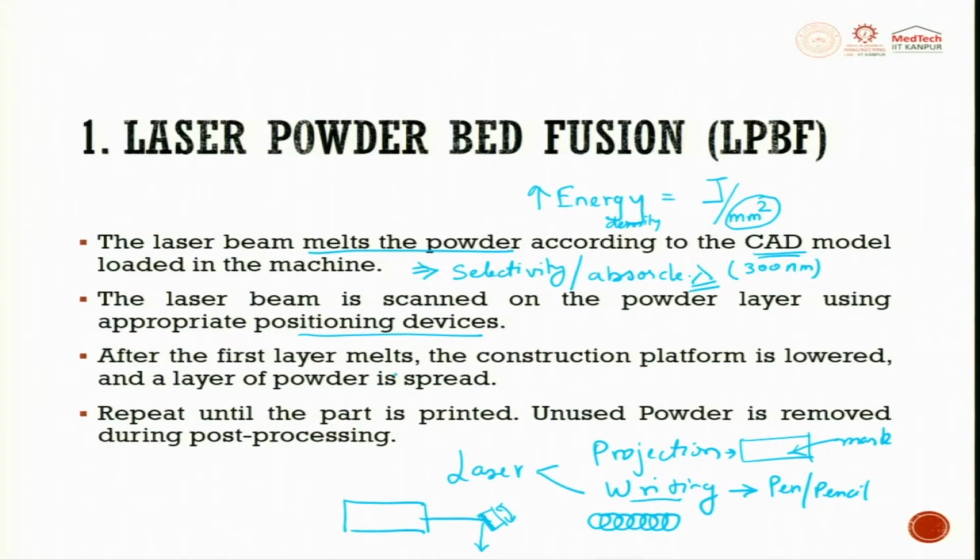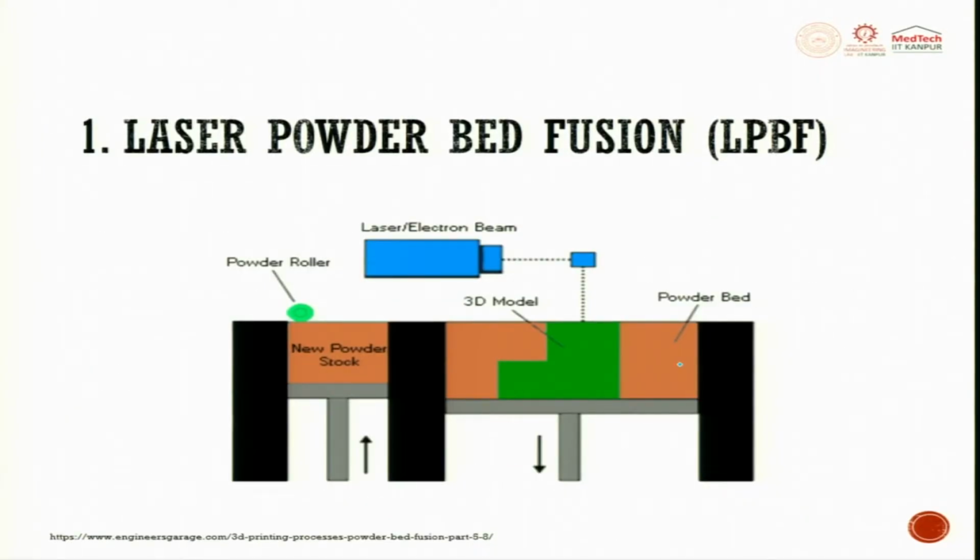After the first layer melting is done, the construction platform is lowered and a layer of powder is spread. This gets repeated, so you try to get the final output. So, this is what we have discussed. For new powder, there is a recoater blade or a roller. It rolls, there will be a heap, this will spread on top of it, and you see the model getting developed. This one is called the galvo stage.